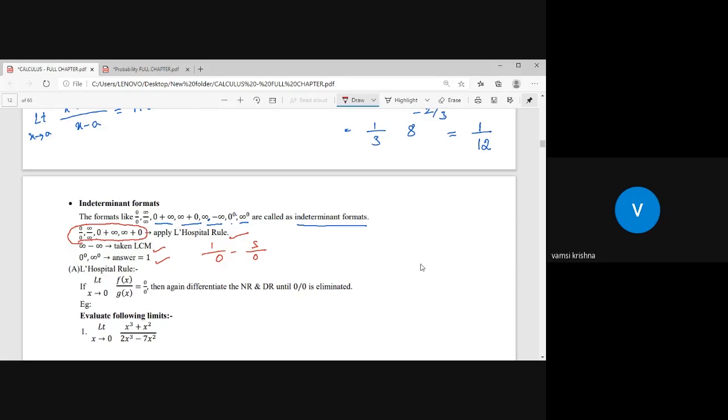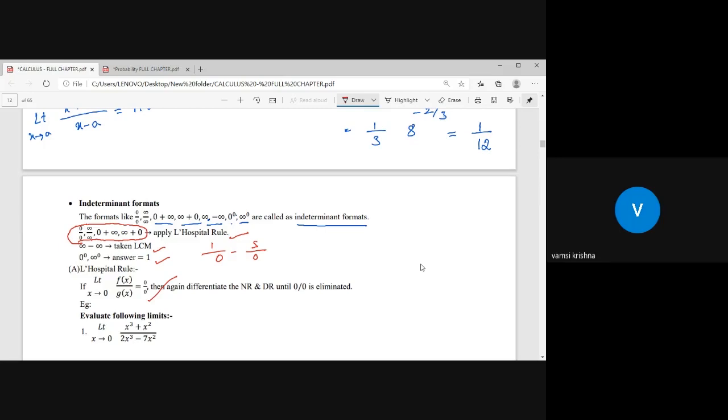And L'Hospital's principle: if limit x tends to 0 of f of x by g of x is equal to some indeterminate form, then again differentiate numerator and denominator until the 0 by 0 is eliminated.